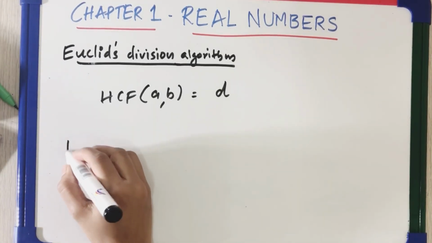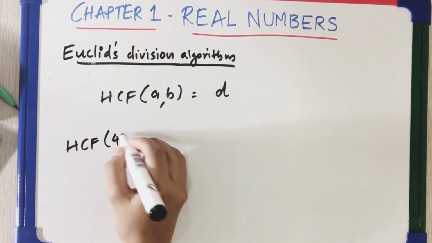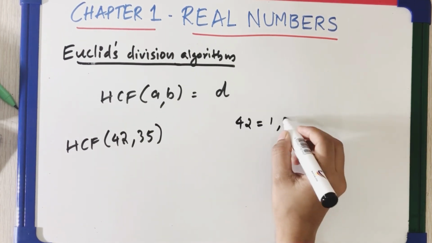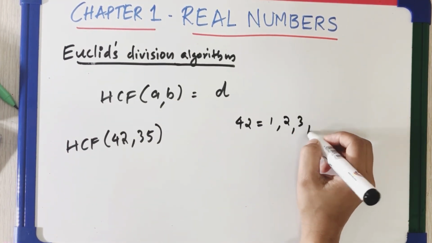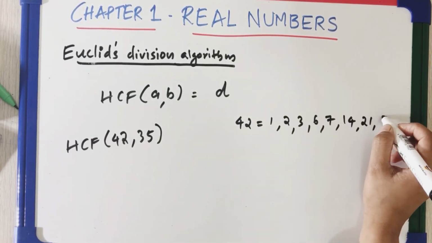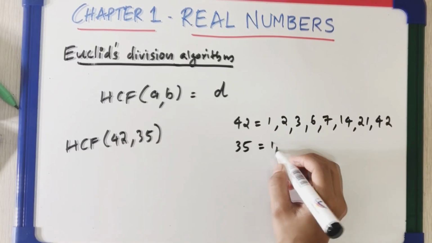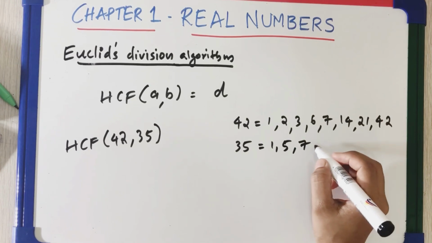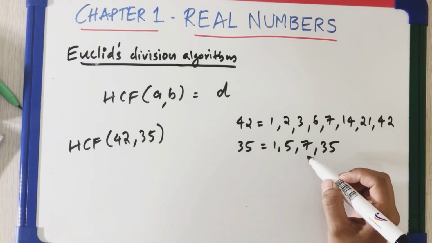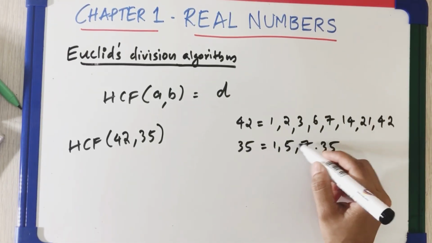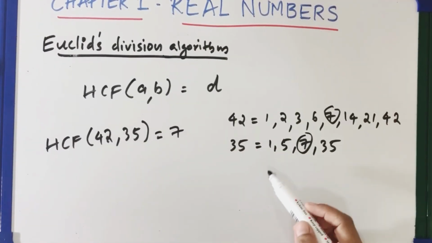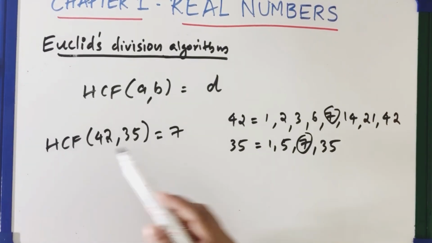For example, we can find the HCF of 42 and 35. The factors of 42 are 1, 2, 3, 6, 7, 14, 21, 42. The factors of 35 are 1, 5, 7, 35. Here the common factors are 1 and 7, and the largest common factor is 7. Therefore, the HCF of 42 and 35 is 7. For large numbers, it will be tough to find the highest common factor using this method.